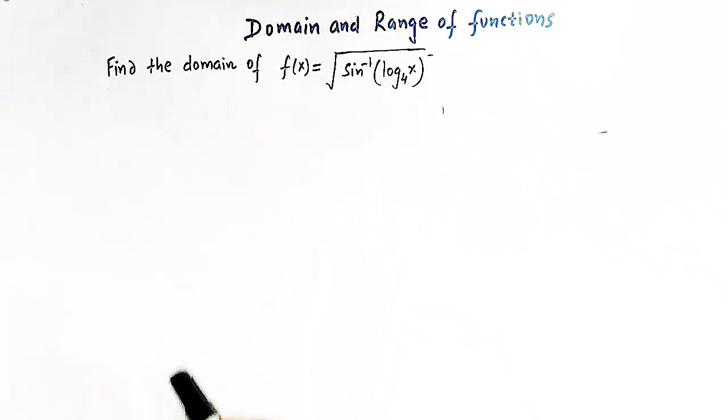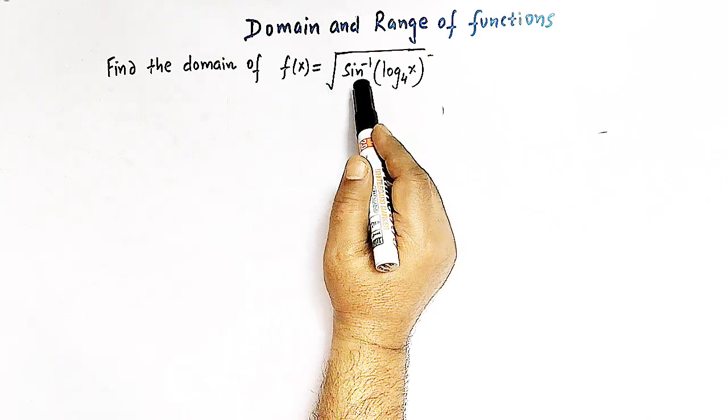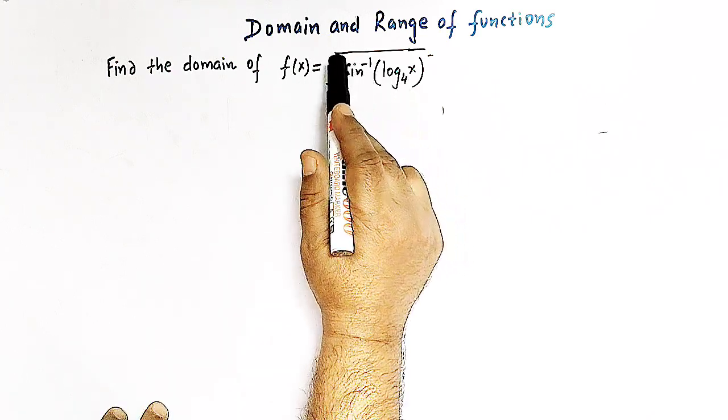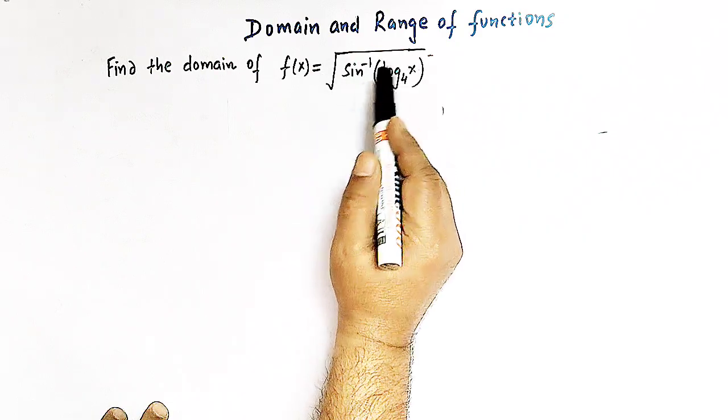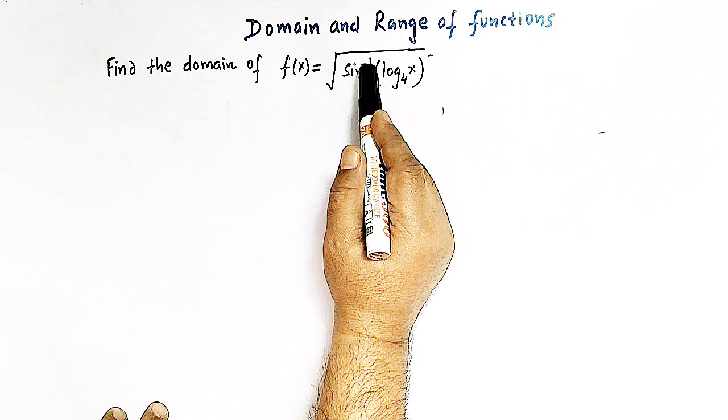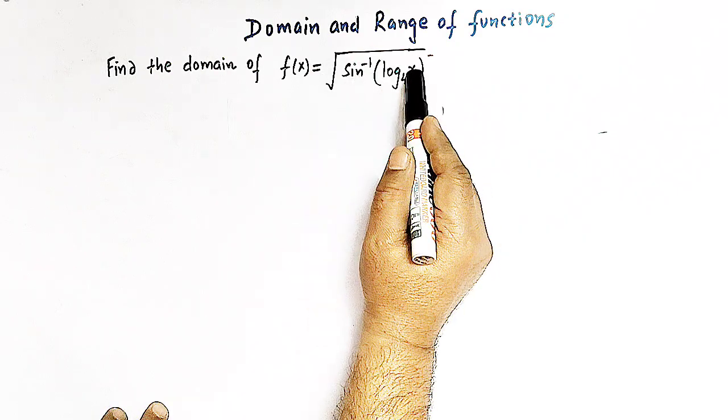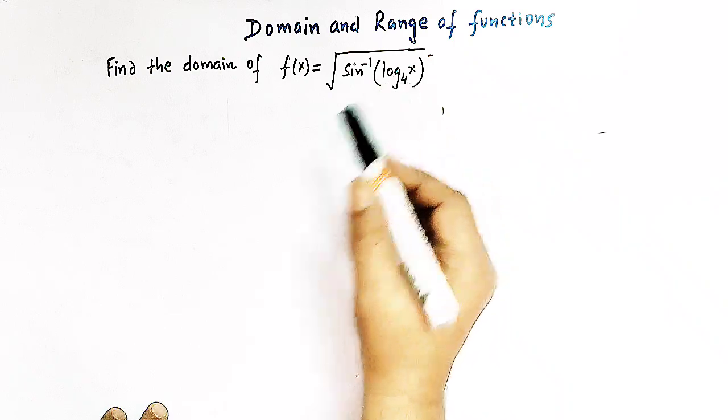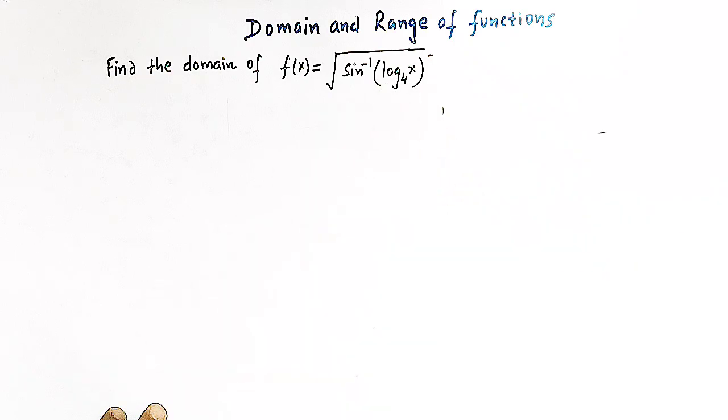So here we'll see how we can find out the domain of this function, that is the square root function, and here we have inverse sine and logarithm of x to the base 4. So using the concept of inverse trigonometric functions and logarithmic function, we can find out the domain of this function. So let us start.